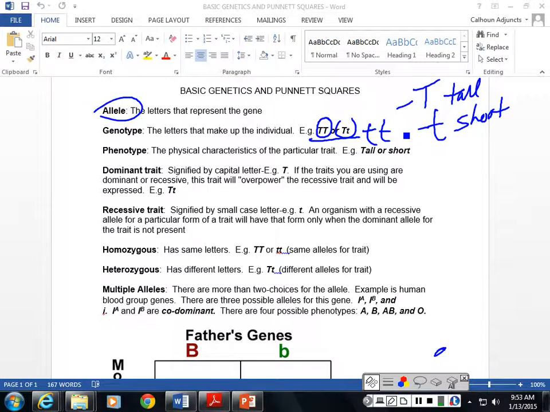That may mean, if that was your genotype, maybe both your parents are tall. If this is your genotype, maybe both your parents are short. And if you have this genotype, maybe you have a tall parent and a short parent.